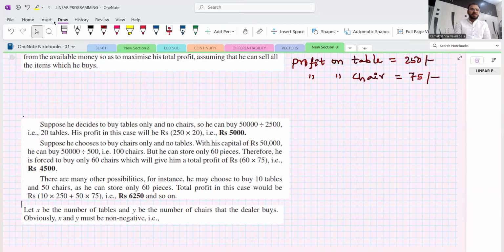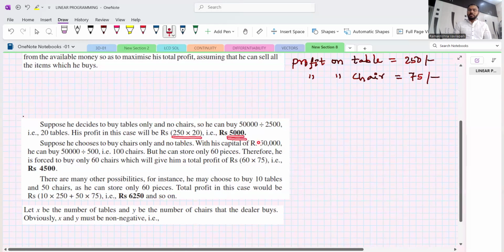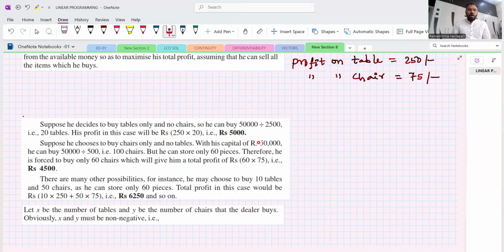Suppose the dealer decides to buy only tables but no chairs. He can buy 50,000 by 2,500 rupees, because each table costs 2,500. So what is the maximum number of tables he can buy? 20 tables. On each table he will get 250 rupees profit. So what would be the profit? 250 into 20, that's equal to 5,000 rupees profit if he buys all tables.